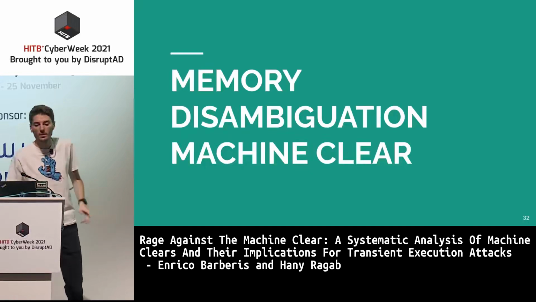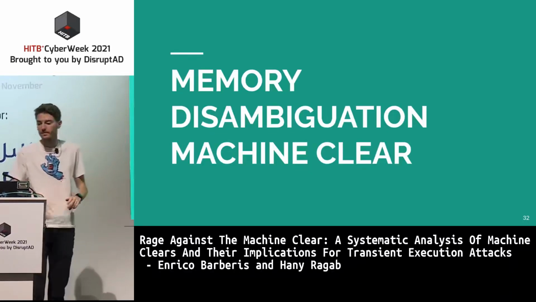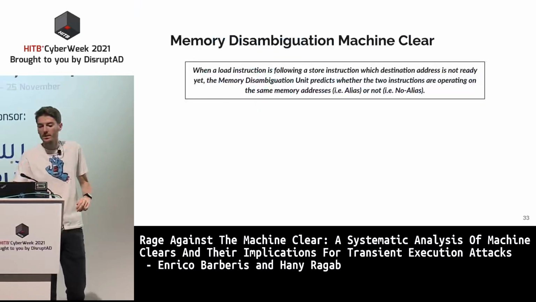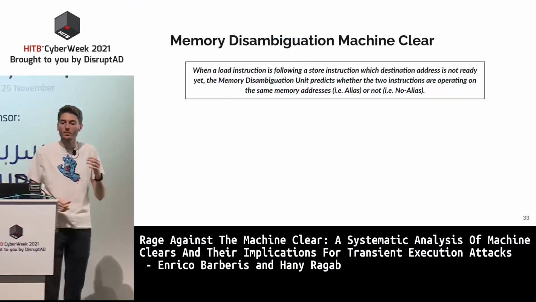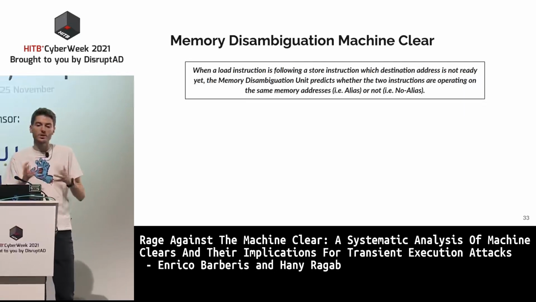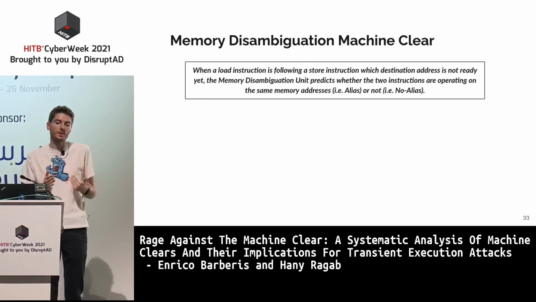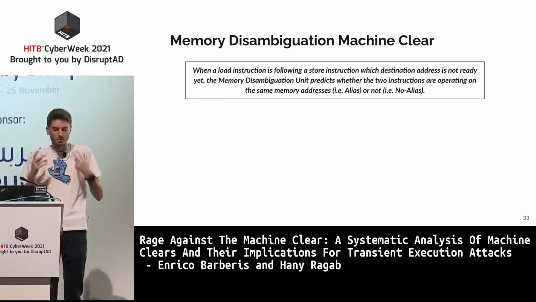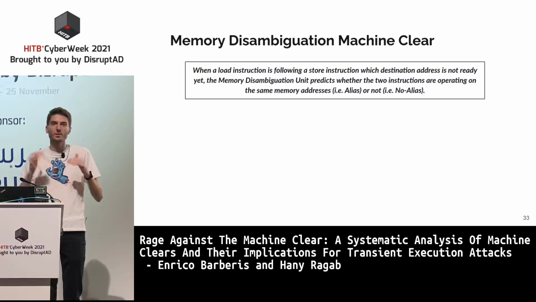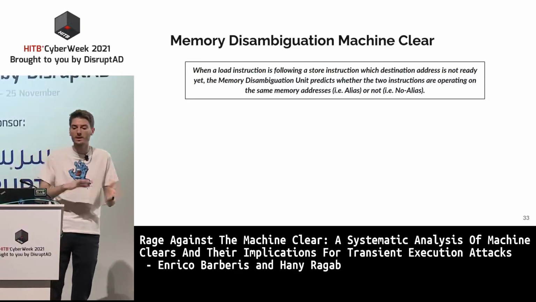Now, I will present the last type of machine clear, that is memory disambiguation. Basically, when a load instruction is following a store instruction, and the destination addresses are not ready yet, there is a specific predictor in the CPU, named the memory disambiguation unit, that tries to predict whether these two operations will operate on the same address or not. So, aliasing to the same address or not.